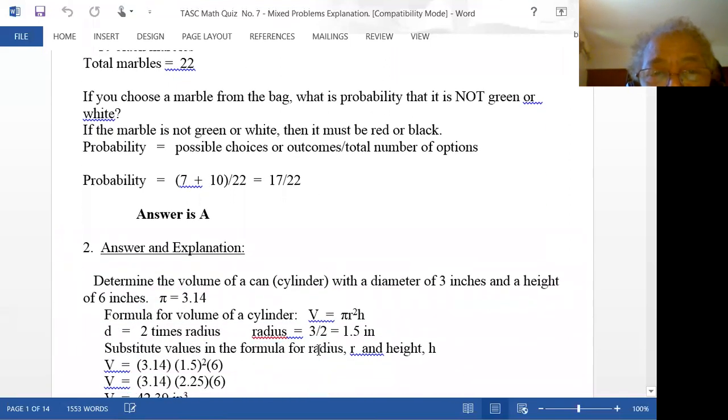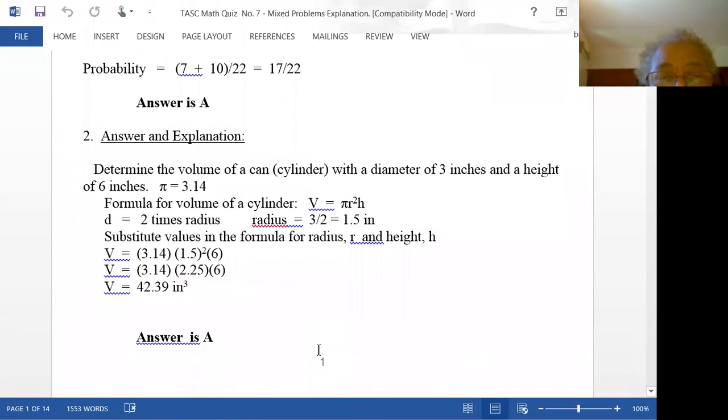All right, let's go to number 2. Number 2 asks you to determine the volume of a can. Now, a can is a cylinder shape, okay? And the formula for the volume of a cylinder is given on your reference sheet that you'll have available when you take the TASC test. The formula is pi times r squared times h. Now, what were we given in the problem? We were given a diameter and we were given a height.